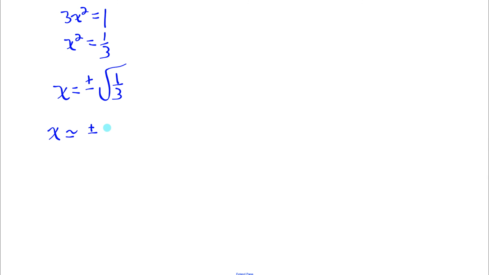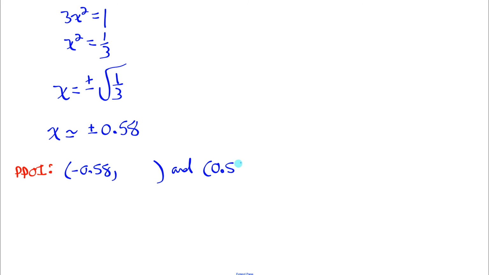It's about plus or minus 0.58. So the possible points of inflection are going to occur at those x values. Let's find the 2 points. Possible points of inflection are going to occur at an x value of negative 0.58 and some y value. We'll have to plug it in to figure it out. And positive 0.58 and some y value.